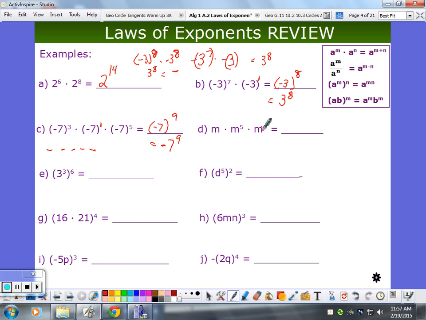Okay, what about this one? How many factors of m? 12. Right, because there's 1 here, 5 here, 6 here. So you're going to add them. Okay, now I'm raising a power to a power. I have 3 to the third. 6 factors of 3 to the third. So what's that going to be?